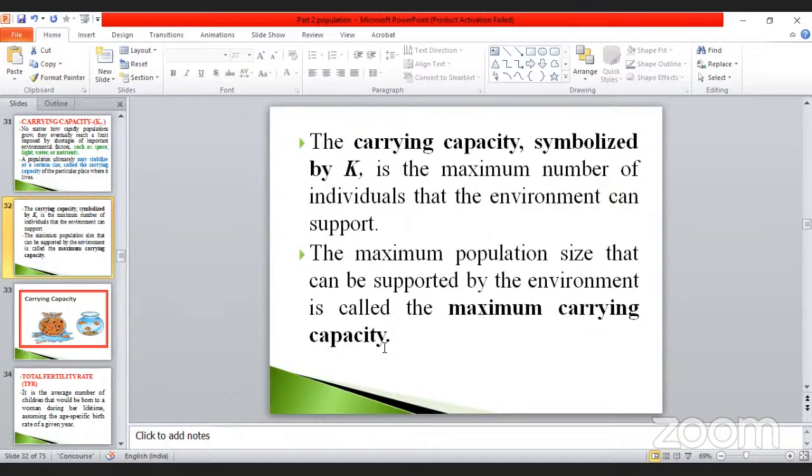Suppose more people emigrated or immigrated. What happened? Immigration means people coming inside. The population density will increase, so food as well as other things will become scarce. That is very, very important. So, maximum carrying capacity: how much is there? It will be supported by the environment.